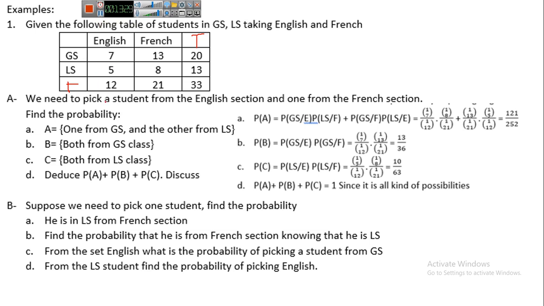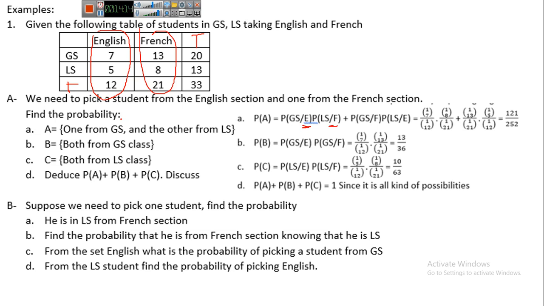The question here, we need to pick a student from the English section. So I want to pick a student from here, knowing from the English. When I say I want to pick a student from the English and one student from the French, I mean I have two sub-universes. One sub-universe is English, another is French. Knowing from English, I want to pick, knowing from French. So that's why I have conditional probability. I'm not going to take the whole table as one. So this is called a condition, and this is called a conditional probability. So I must have knowing.